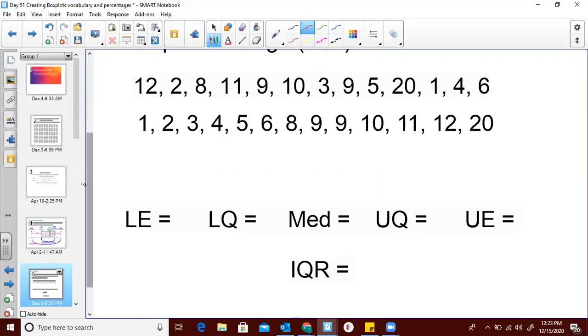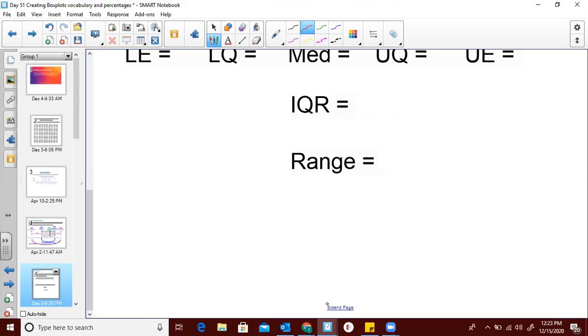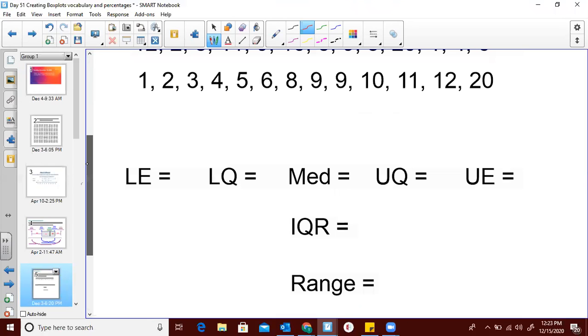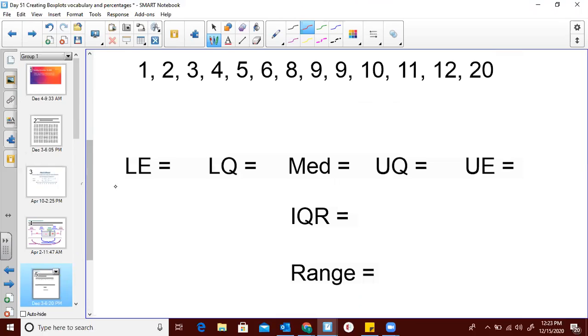So I've gone ahead and done that. So we're just going to look at them in order. Our lower extreme, or our least, our smallest number, it's pretty obvious it's going to be 1, right? That's the smallest number that we have. And then our upper extreme, or our largest, it's pretty obvious that it's going to be 20.